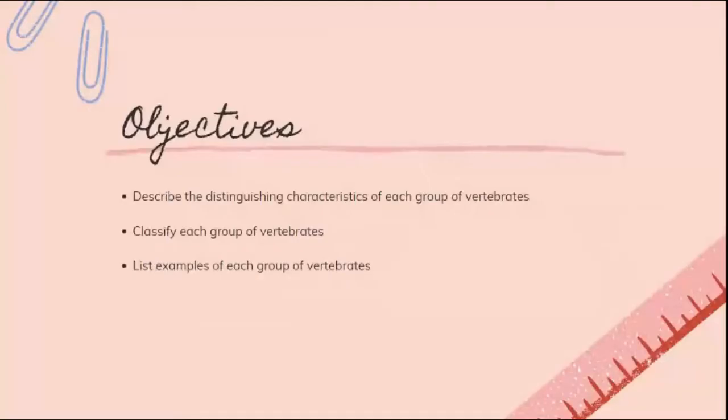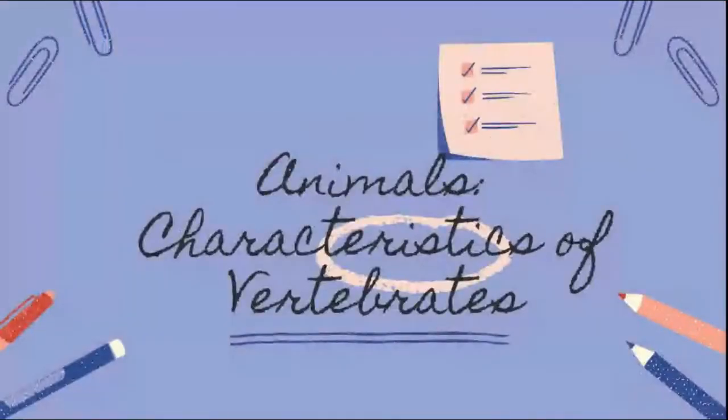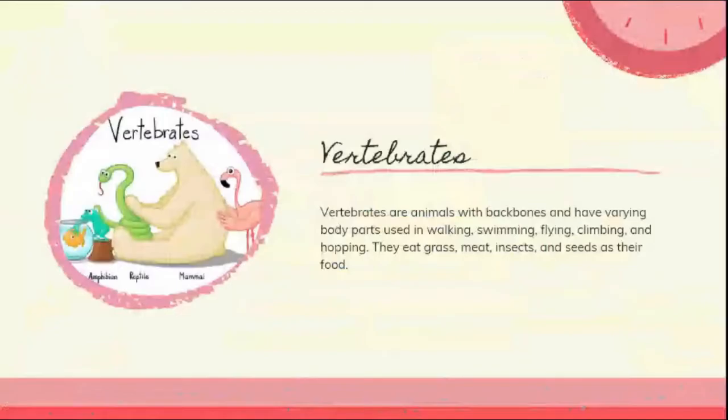So, for our objectives, today we are going to describe the distinguishing characteristics of each group of vertebrates, classify each group of vertebrates, and list examples of each group of vertebrates. So, the title for our lesson for today is The Characteristics of Vertebrates.